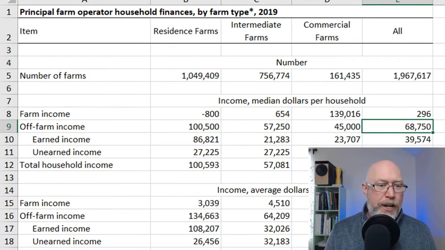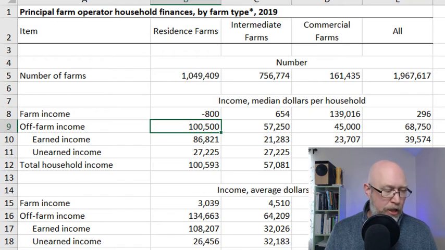Now, here's the next line, and I want to show you this. Look at the off-farm income for the residence farm type. The median off-farm income for the residence farm was $100,000. So half of them made more than $100,000, half of them made less than $100,000. And that's nice. And what you're going to notice is the earned income.